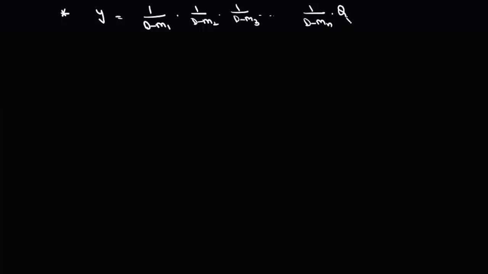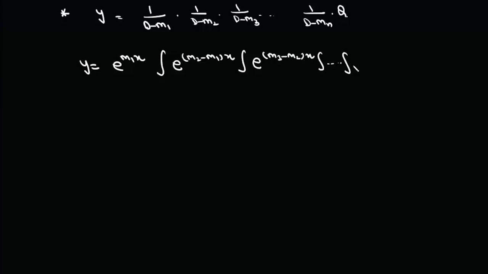we can establish a direct formula which is y equals e to the power m1x integral of e to the power m2 minus m1 x into integral of e to the power m3 minus m2 x integral, and will continue up to integral of e to the power mn minus m(n-1) into integral of Q into e to the power minus mnx dx, with n integrals in total.